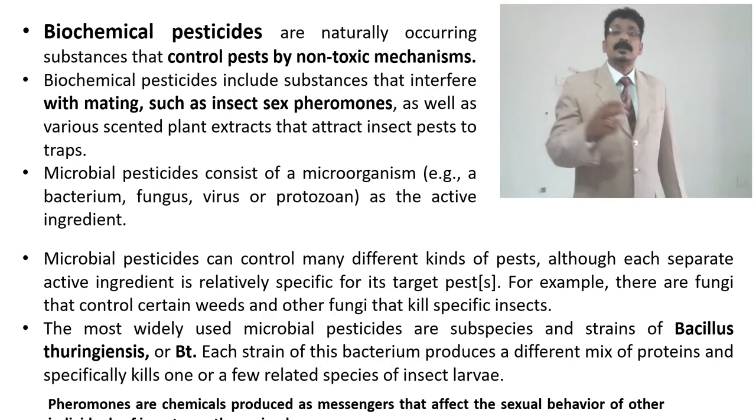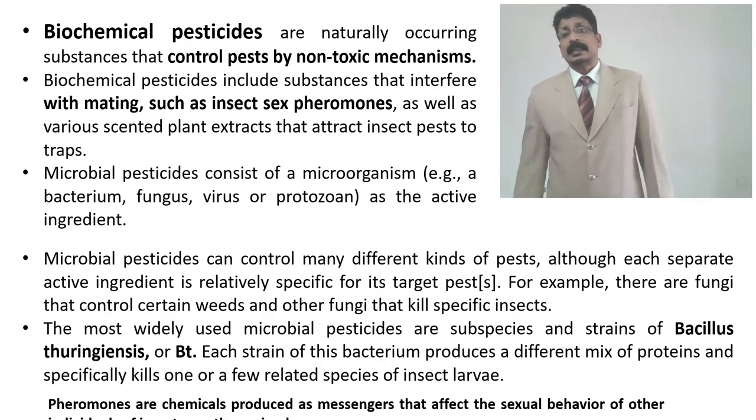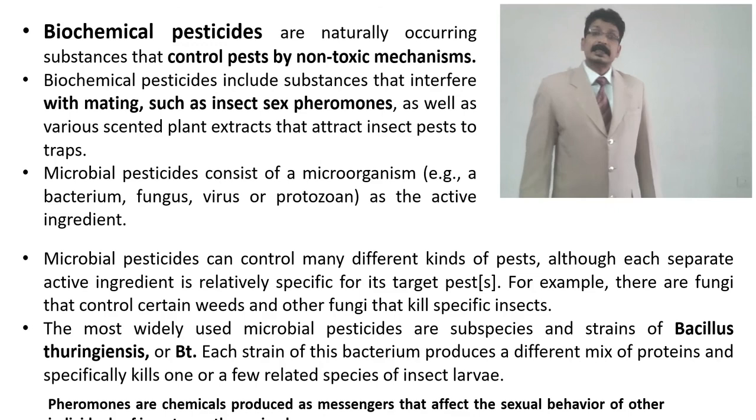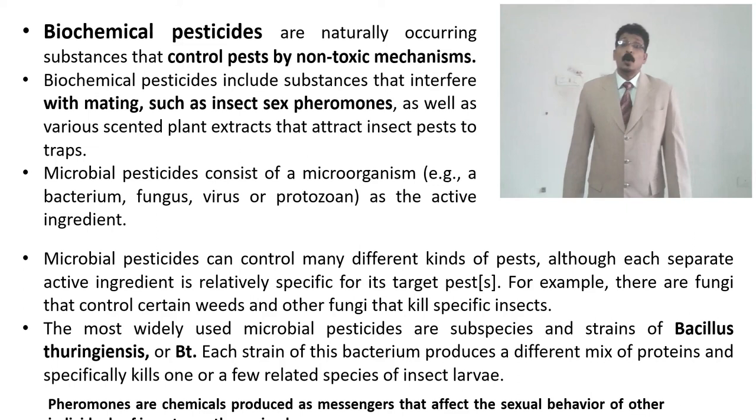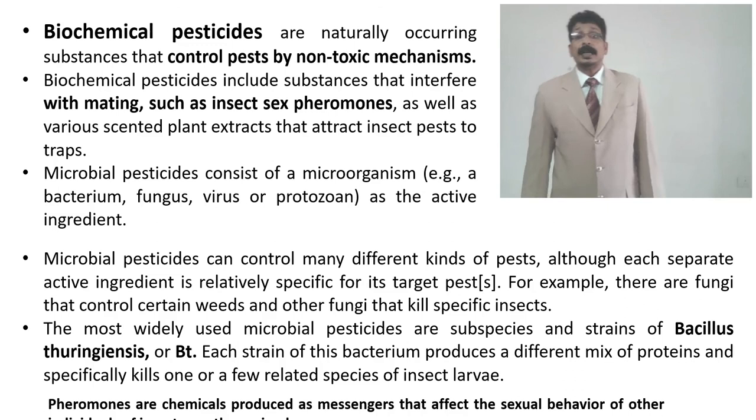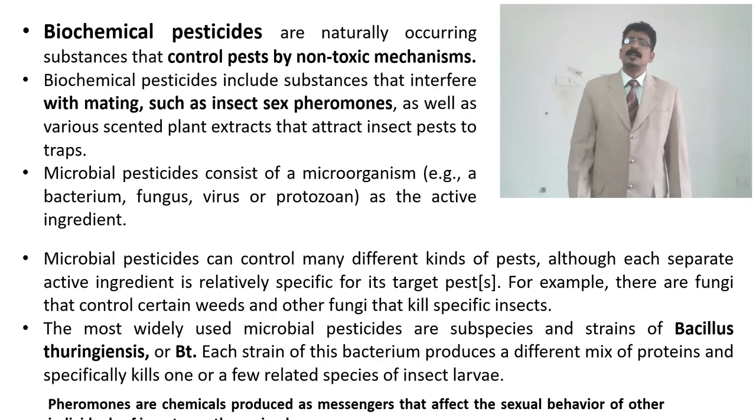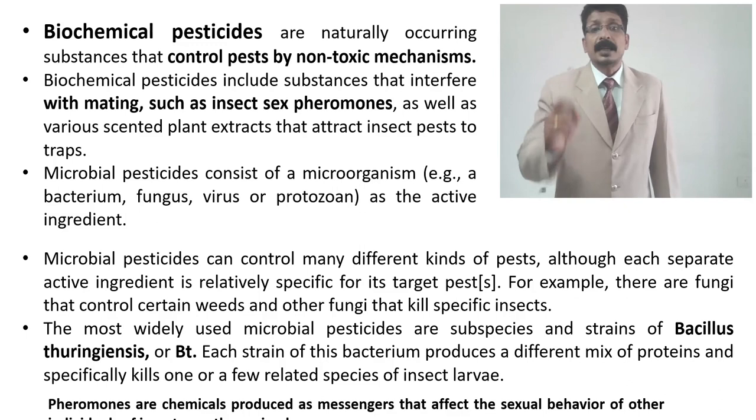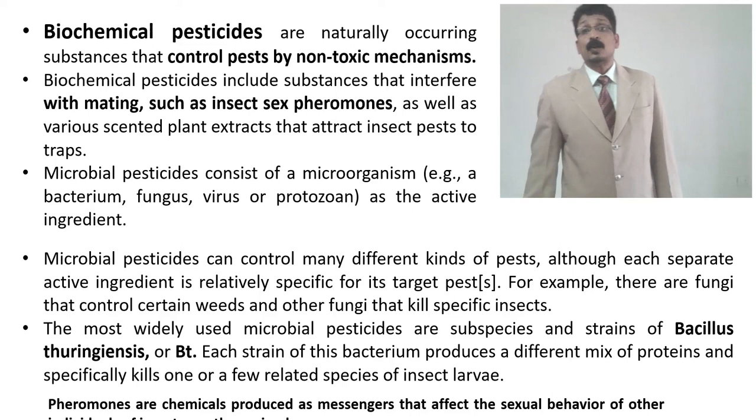You see that the most widely used microbial pesticides are species and strains of Bacillus thuringiensis. Bacillus thuringiensis, where each strain of this bacterium produces a different mix of proteins and specifically kills one or a few related species of insect larvae. So you should know the definitions again and again, and repeatedly I have written. Pheromones are chemicals produced as messengers that affect the sexual behavior of other individuals of insects or other animals.